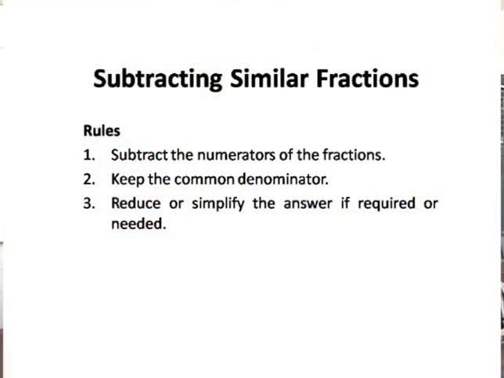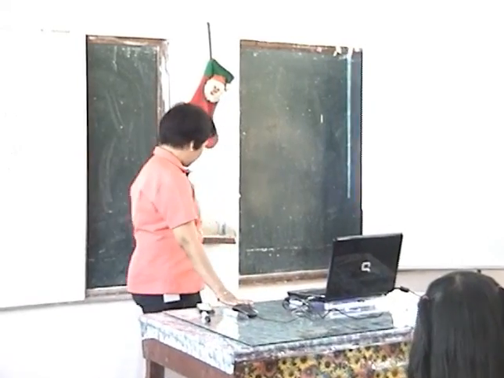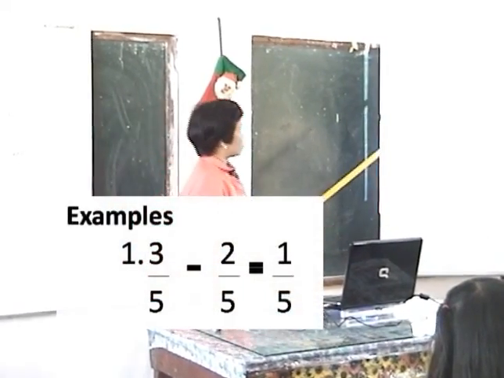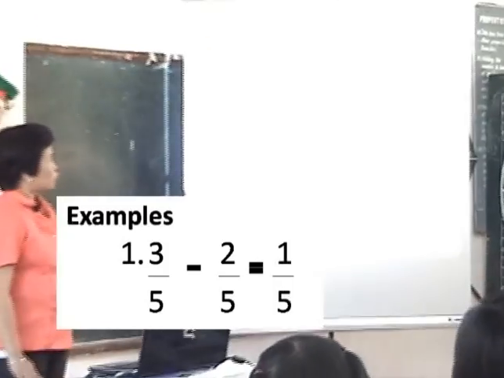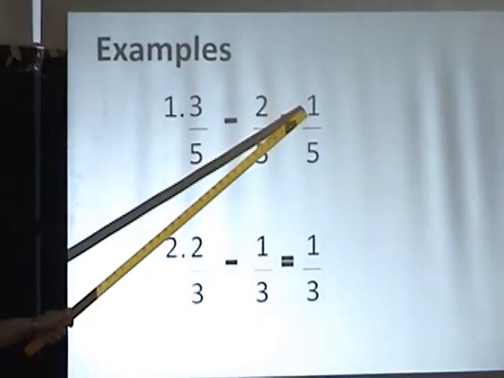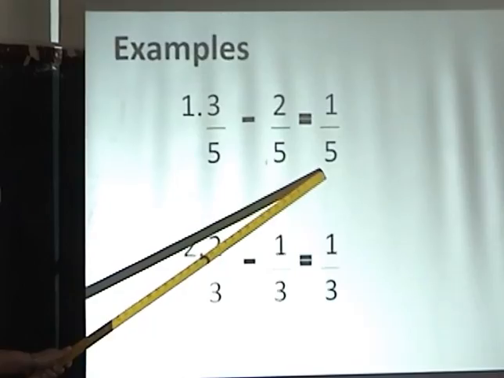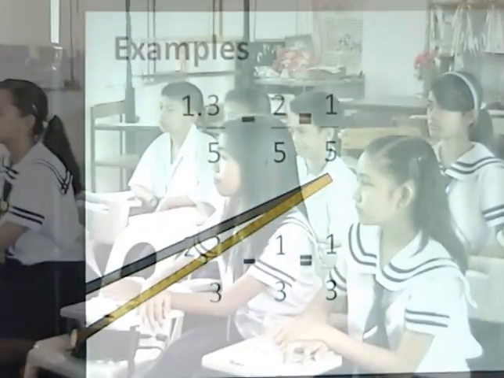The rules are, first, subtract the numerators of the fractions. Second, keep the common denominator. And third, reduce or simplify the answer if required or needed. Let us show you some examples. 3/5 minus 2/5, we just subtract 2 from 3. So the answer is 1, and then just copy the denominator. So the answer is 1/5.